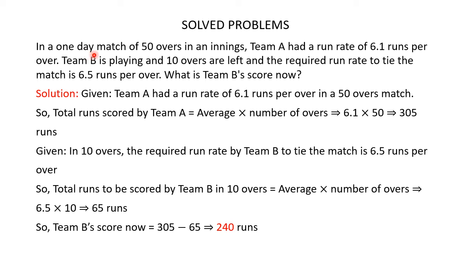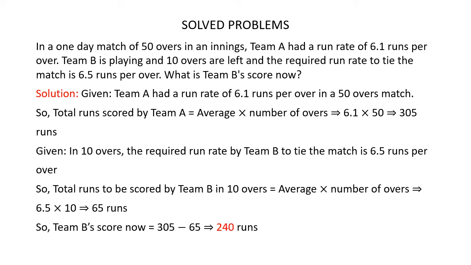In a one-day match of 50 overs in an innings, Team A had a run rate of 6.1 runs per over. Team B is playing and 10 overs are left and the required run rate to tie the match is 6.5 runs per over. What is Team B's score now?